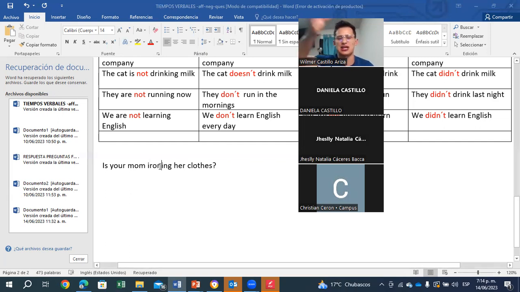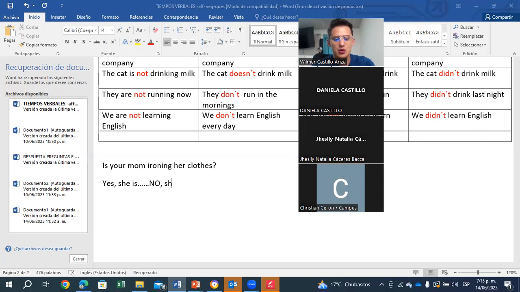Iron Man is not hombre planchador, no. Iron Man is hombre de acero, no? But it has two meanings. So, is your mom ironing her clothes? Yes, she is. Oh, yes, she's ironing. And negative: no, she's not. I mean, no, she's not ironing her clothes.